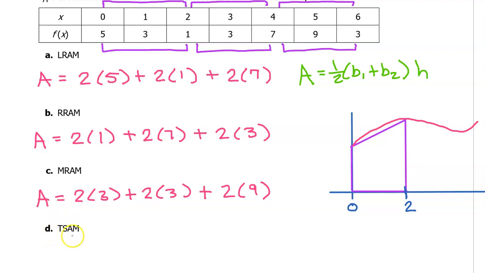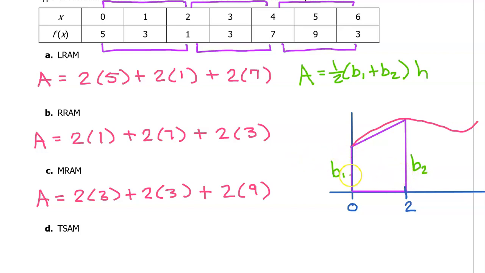Okay, what about TSAM? What about the trapezoidal sum approximation method? So we need to calculate the area of 3 trapezoids and add them together. Here's a diagram of the first trapezoid. Remember that the area of a trapezoid is given by 1/2 base 1 plus base 2 times the height. Now, these trapezoids will be sort of on their side. So this is actually base 1 over here on the left, and this is base 2 over here on the right.